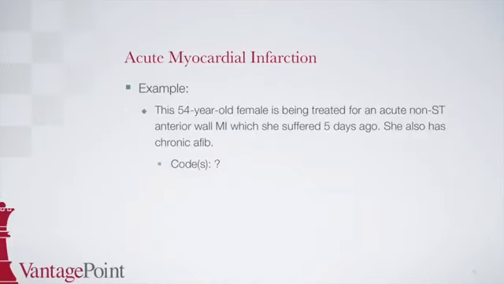Let's try an MI example. This 54-year-old female is being treated for an acute non-ST anterior wall MI, which she suffered 5 days ago. She also has chronic atrial fibrillation. How would you code this? Please pause the webinar to complete this example, and then hit play to continue and learn the answer.